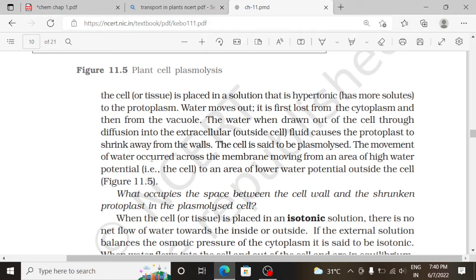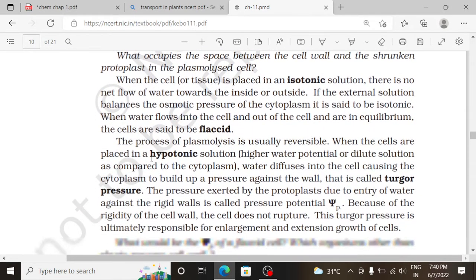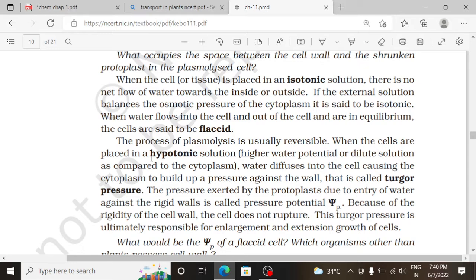The movement of water occurs across the membrane, moving from an area of high water potential, that is the cell, to an area of low water potential outside the cell. Now, what occupies the space between the cell wall and the shrunken protoplast in the plasmolyzed cell? When the cell or tissue is placed in an isotonic solution, there is no net flow of water towards the inside or outside. If the external solution balances the osmotic pressure of the cytoplasm, it is said to be isotonic.